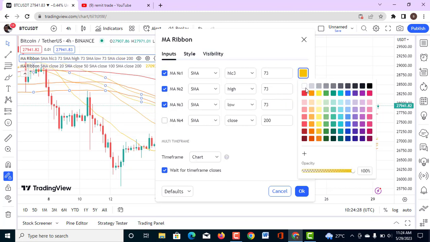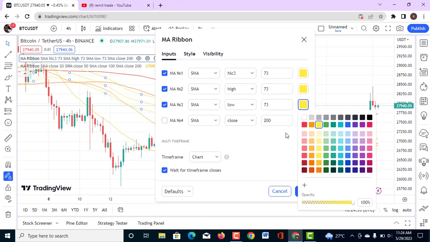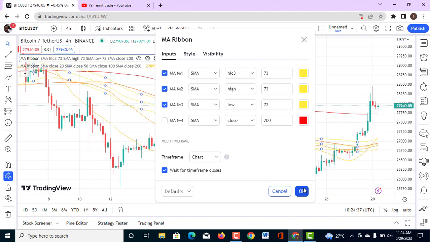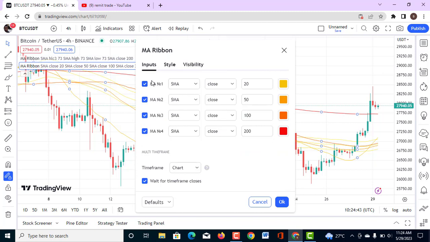Then you can change the color. I'm using yellow. Use yellow right here as well. You can use any color of your choice, and I'll click OK. This is for the first ribbon, and then the second one, go back to settings, and then input. I'll remove one right here because we need just 3, and then I'll change this to exponential moving average.